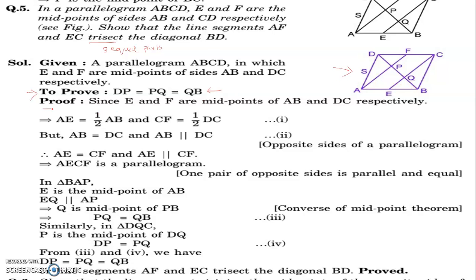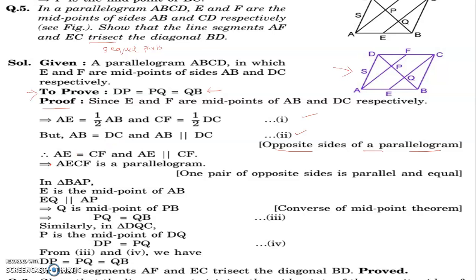Now, starting with the proof. Since E and F are the midpoints of AB and DC, already given, E is the midpoint of AB and F is the midpoint of DC, which implies AE is half of AB. Similarly, CF will be half of DC. So equation 1 is clear, students. But AB is equal to DC because it is a parallelogram, and opposite sides of a parallelogram are parallel and equal.